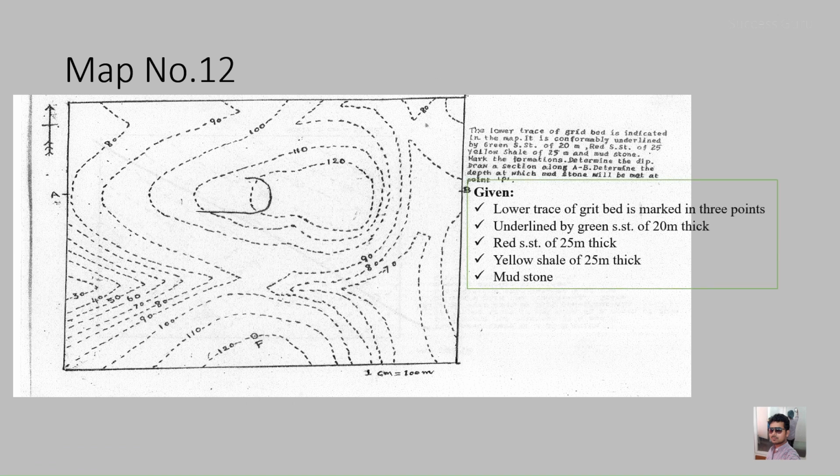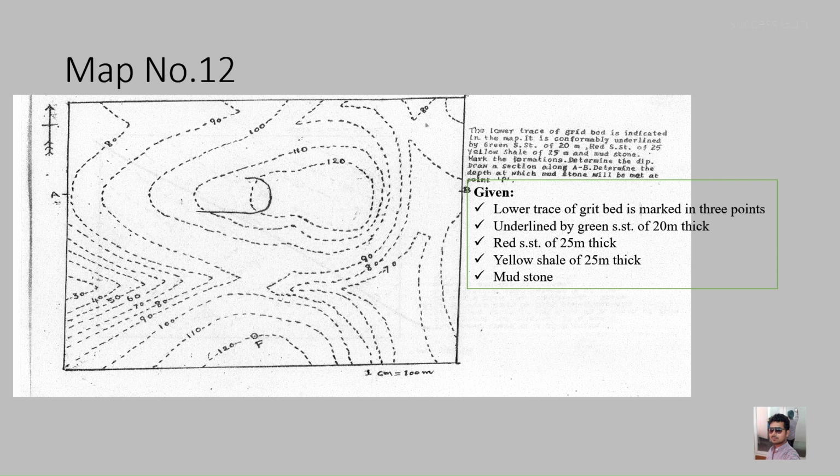So in the question, what they have given is the lower trace of the grid bed. You can see this is the outcrop trace that is given in the map, and this trace is for grid and green sandstone. Okay, so this is what they have given in the question. Then we have the sequence followed. Below the grid we have green sandstone of 20 meter, red sandstone of 25 meter, then yellow shale of 25 meter, and lastly we have mudstone.